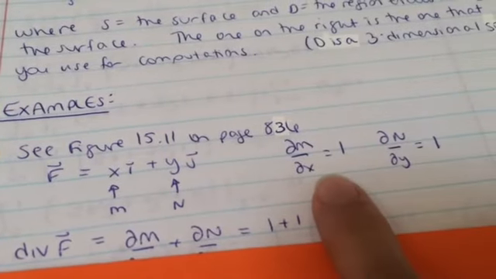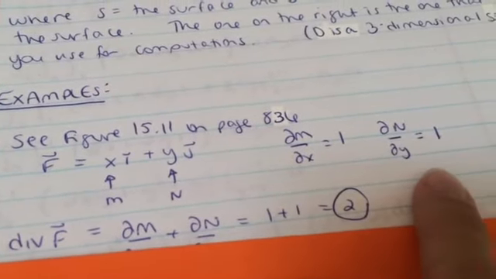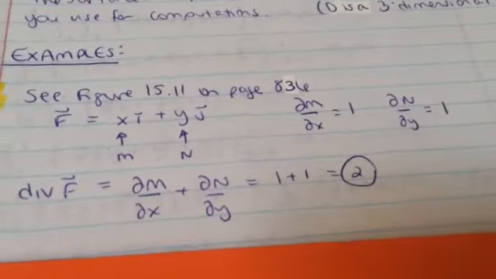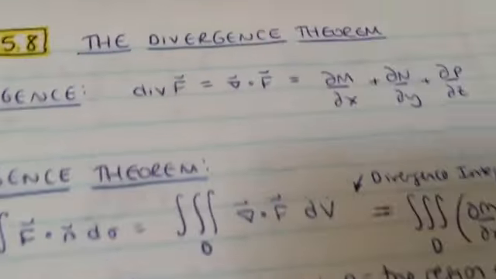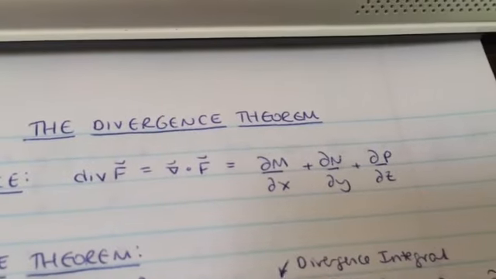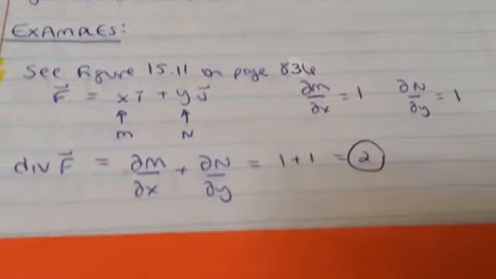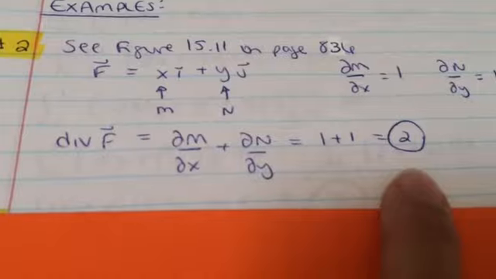So we find our partial derivatives. Derivative of M with respect to x, derivative of N with respect to y. And then the divergence would just be the sum of those. So you're using this formula up here. You're not integrating, you're just doing the divergence. And so you add those together, and it would be 2.